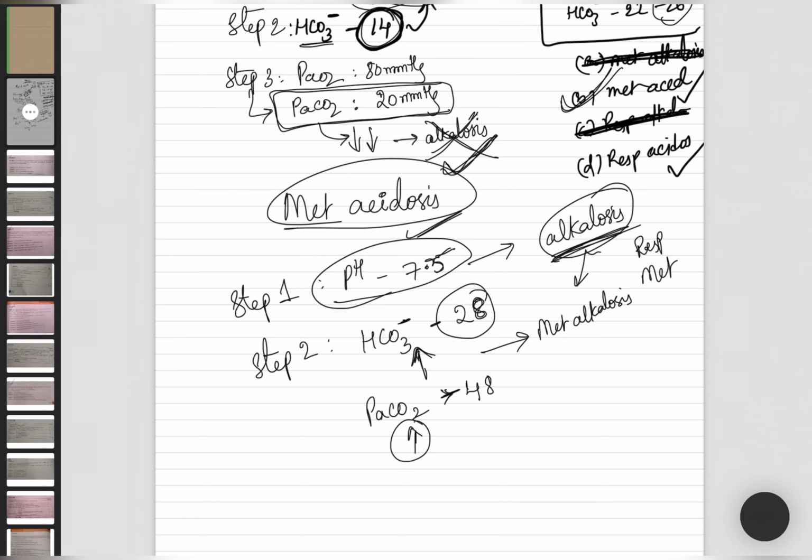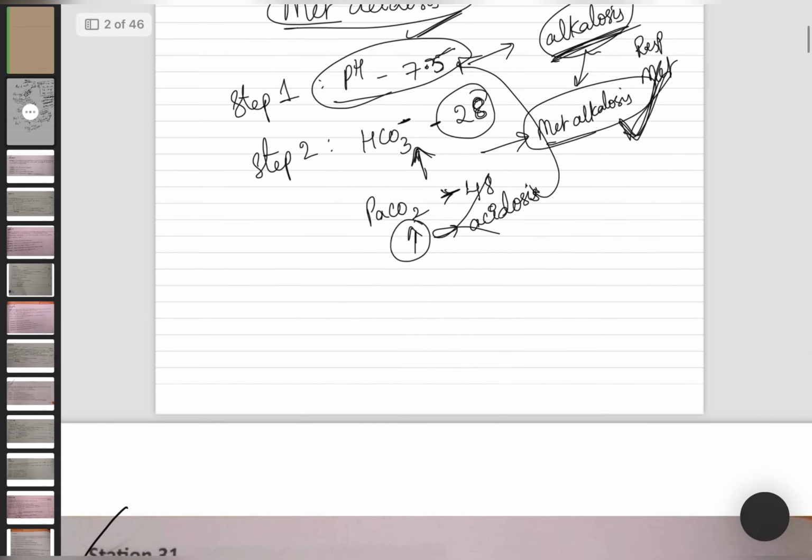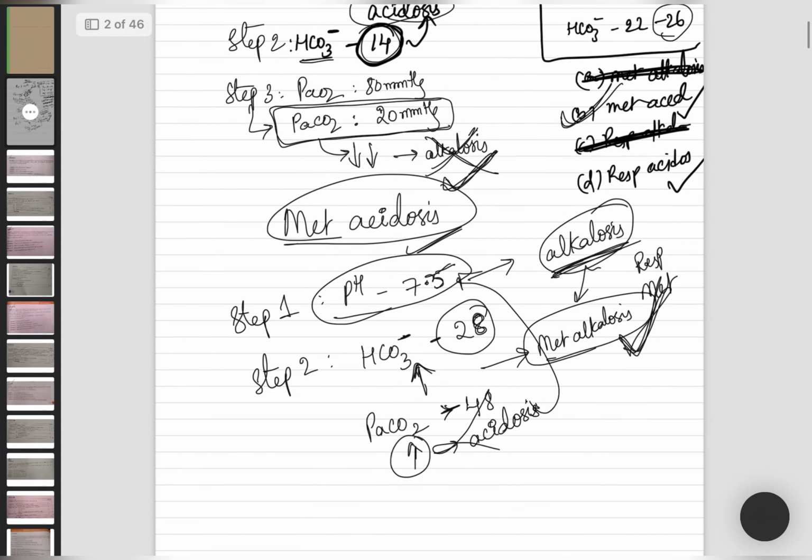PaCO2 is 48. That means high PaCO2 goes under the component of acidosis. High PaCO2 is not contributing to alkalotic pH. So you can say that this is metabolic alkalosis only.